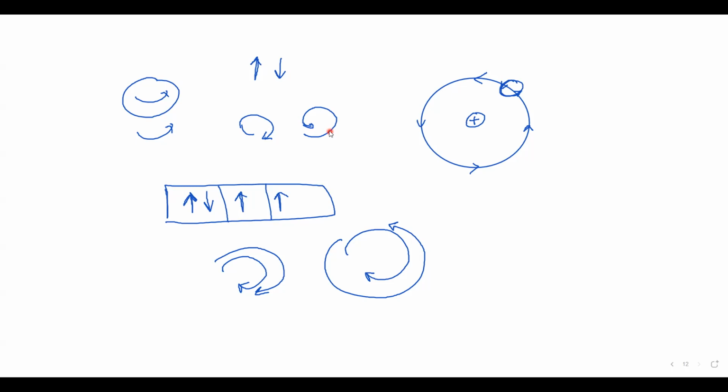Yes, Maggie? So they spin in opposite directions, and do they orbit the nucleus in opposite directions too, or in only one direction? No, it's only one direction, but one of them is spinning clockwise, the other is spinning anti-clockwise. You see? Okay, thank you. You're welcome. Any other question?